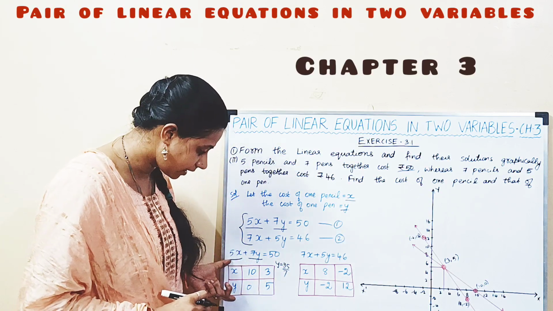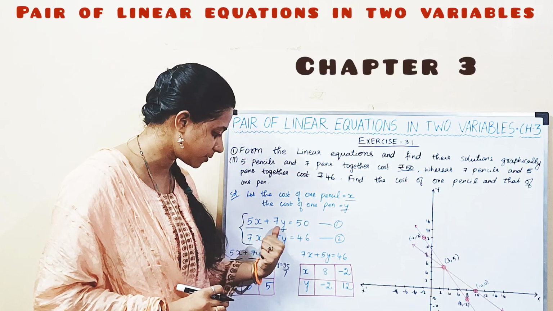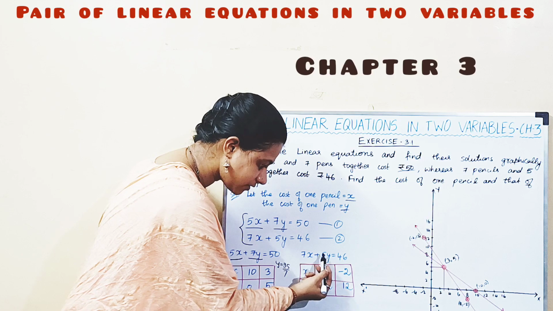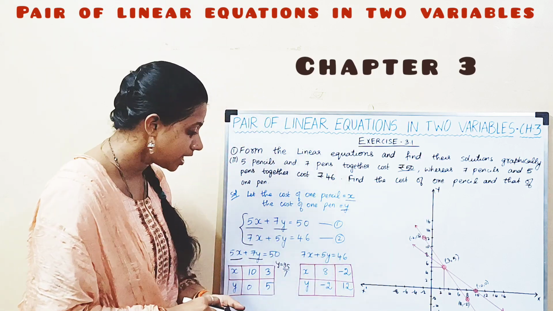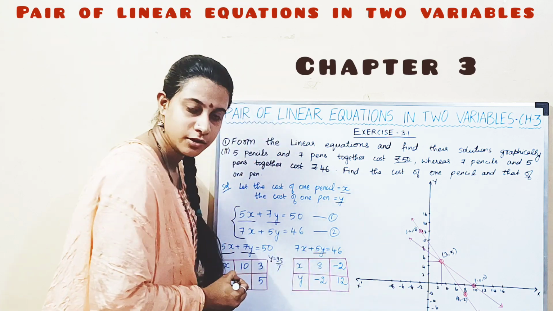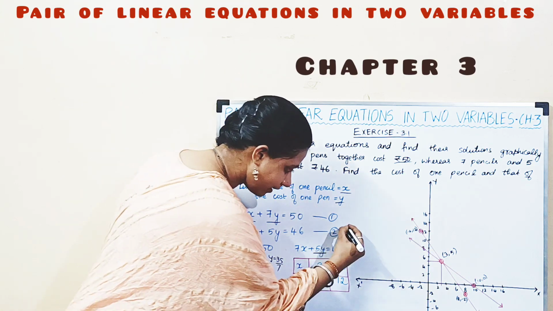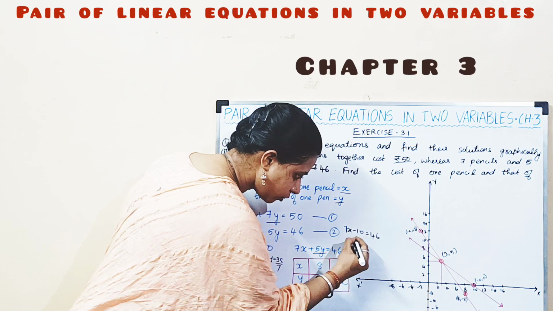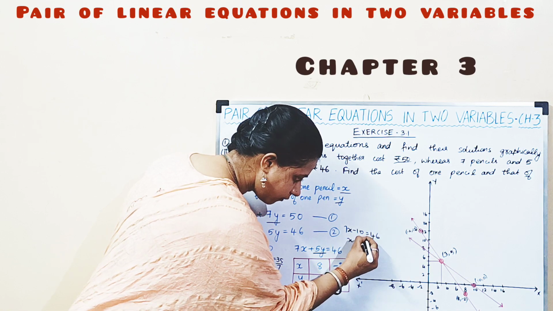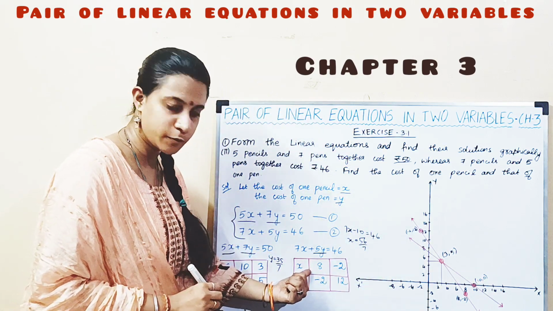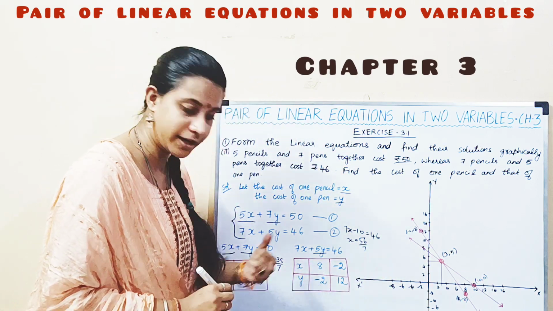So these 2 points we are getting for the first equation, 5x plus 7y is equal to 50. Now coming to the second equation, 7x plus 5y is equal to 46. First we will substitute minus 2 in place of y. So what we will get? 7x minus 10 is equal to 46. So we will get x is equal to 56 by 7. So x equal to 8. So the first point we are getting here is 8 comma minus 2.